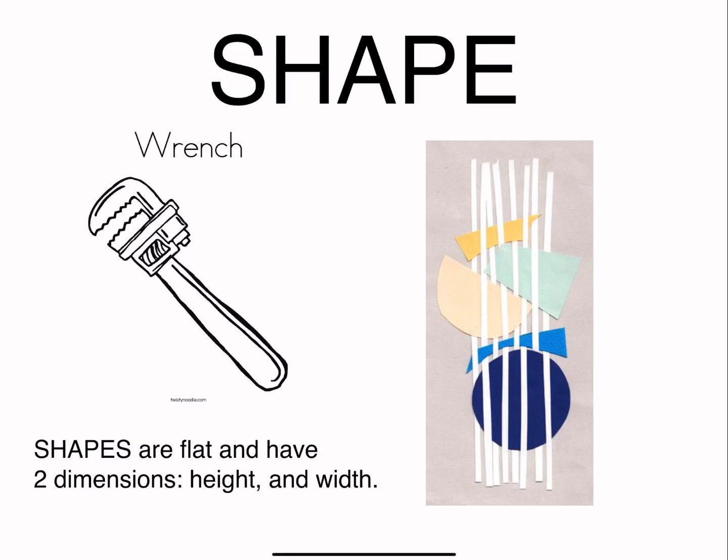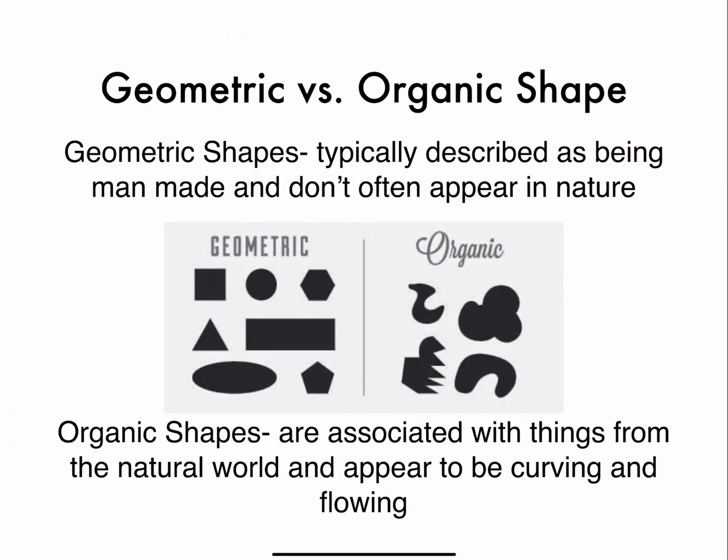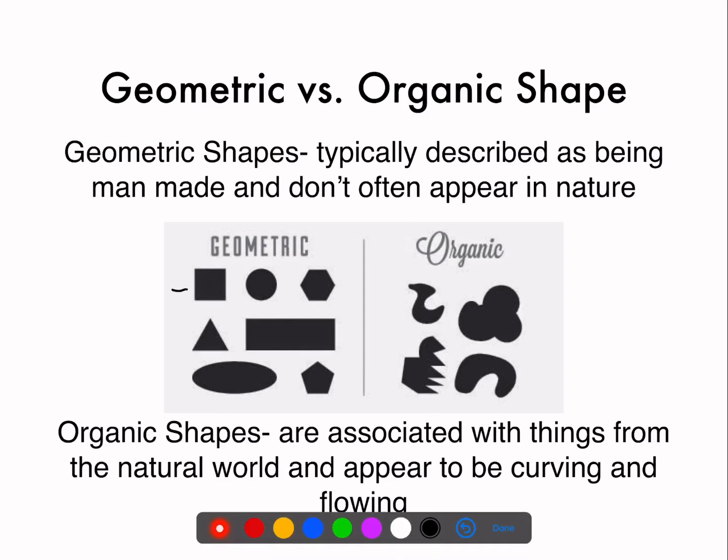Here we have paper shapes that are put together to make a little collage. There are two different types of shapes as well. There's geometric and organic shapes. Geometric shapes typically are described as being man-made and don't often appear in nature. Mainly with geometric shapes, you're going to be able to give them a name, like this is a square and this is a circle, a triangle, rectangle, oval.